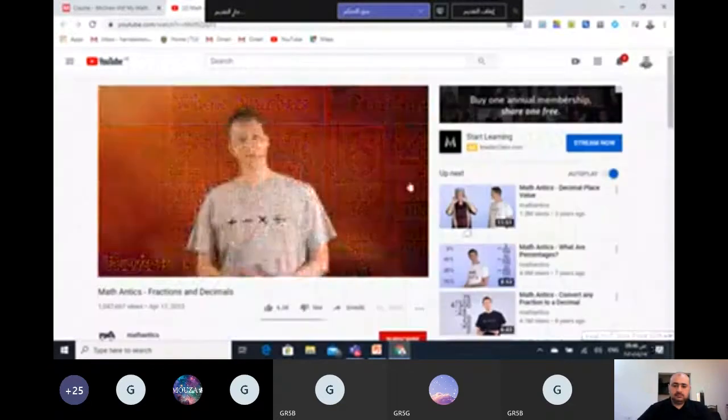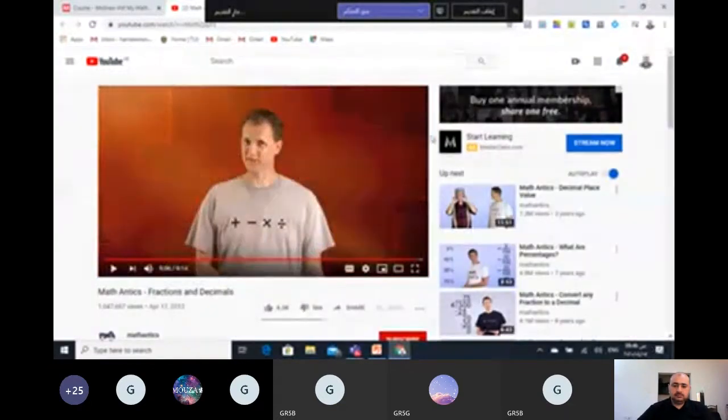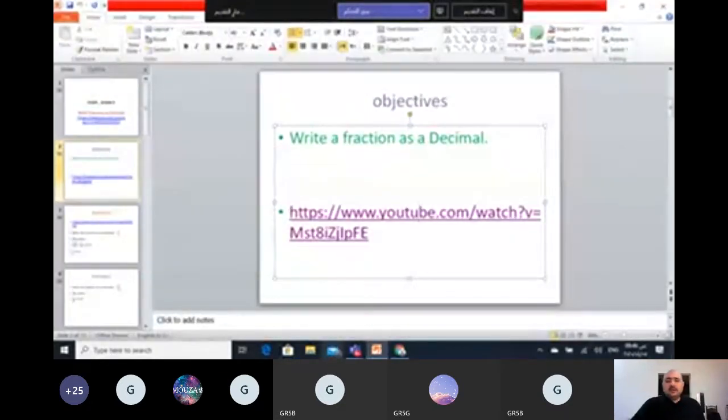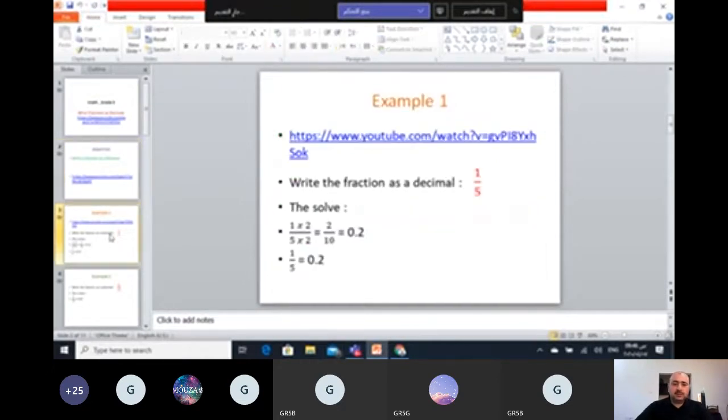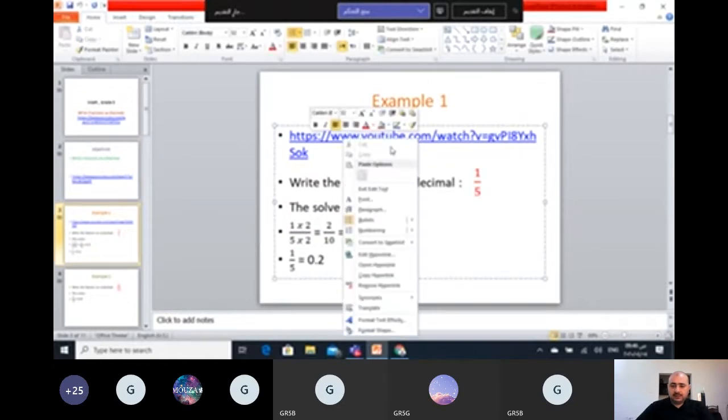To make sure you understand how decimals work and how they relate to fractions, here is how to write a fraction as a decimal. Here we have example 1. See with me now.